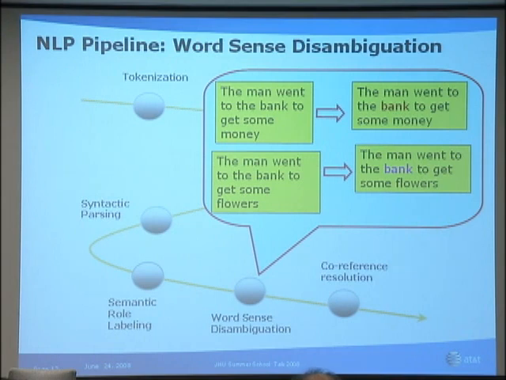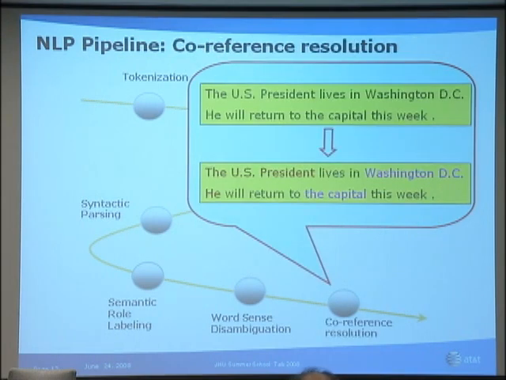So the theme that I'm trying to get, okay, so the last step. Here's co-reference. Co-reference is like variable equality in programming. If you were to equalize two variables, that's what we are trying to do here. The US president lives in Washington, D.C. He will return to the capital this week, and I want to know that the capital and Washington, D.C. are the same. And why do you want to do this? Any thoughts?